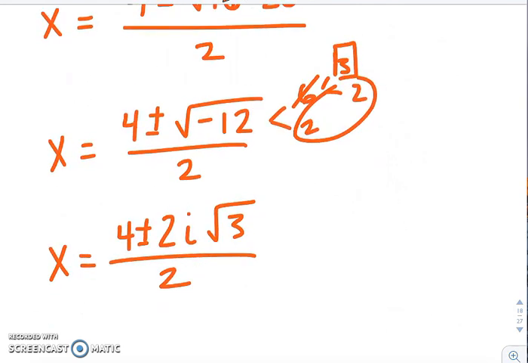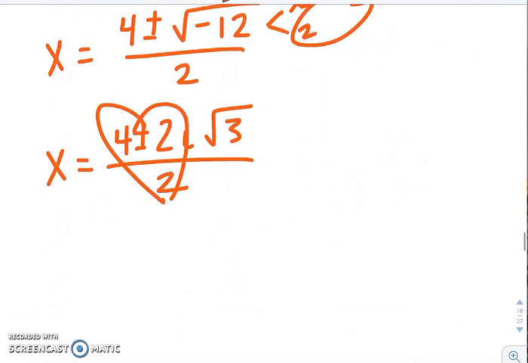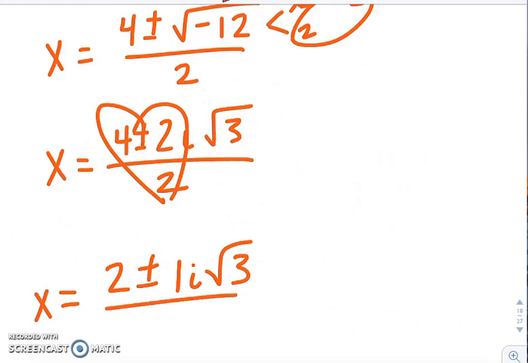So I kind of call it the heart check, but what you guys are seeing is if the whole numbers, not the number underneath the square root, not the 3, but the 4, the 2, and the 2, if those 3 numbers can all be reduced, then you need to reduce this fraction. In this case, they can. They can all be divisible by 2. So you would end up with 2 plus or minus 1i square root 3 technically over 1, but you wouldn't have to write that.